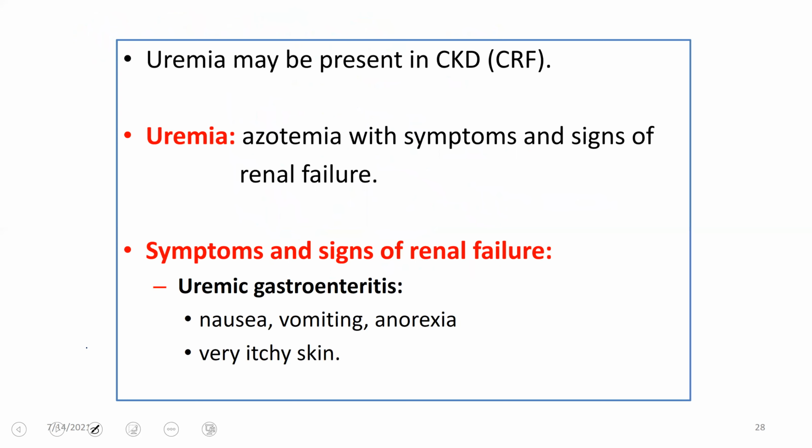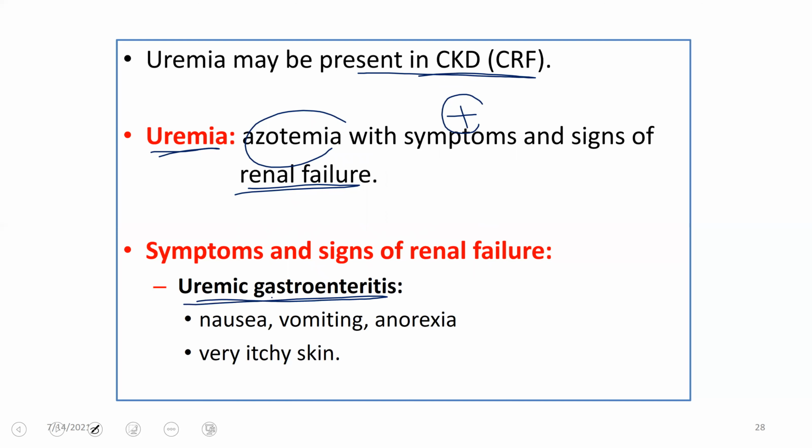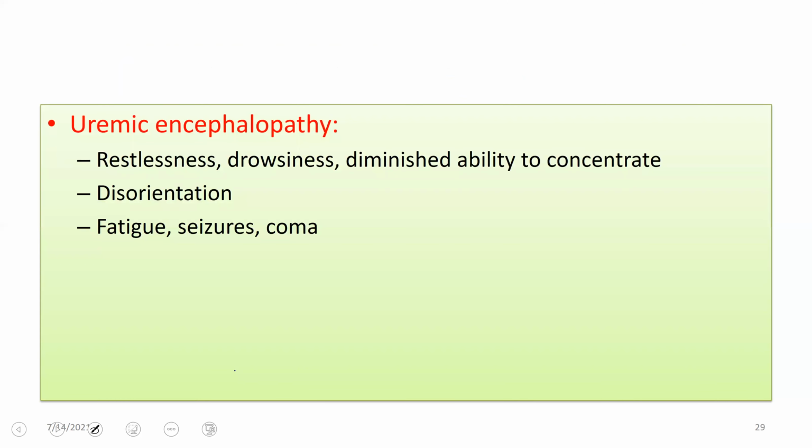So you can see that uremia may be present in chronic kidney disease, and uremia means azotemia with the signs and symptoms of renal failure. The symptoms that we associate are uremic gastroenteritis, which will result in nausea, anorexia, and vomiting. As I've already said, the urea may also get deposited into the skin in the form of crystals, and that may result in pruritic skin, known as uremic frost. Not just that, this can also result in uremic encephalopathy, where the amount of ammonia will be increased, and this ammonia will result in alpha ketoglutarate.